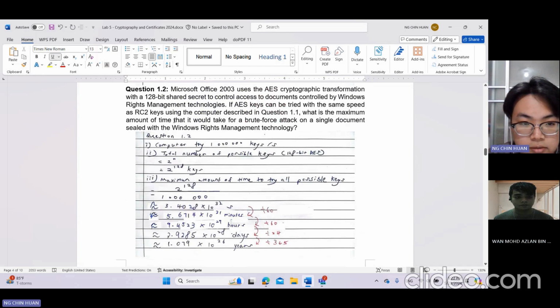For question 1.2, the computer tries 1 million keys per second. The total number of possible keys is 2 power of 128 because we use the 128-bit AES. We want to find the maximum amount of time to try all possible keys, so we use 2 power of 128 divided by 1 million. The answer we get is 1.079 multiplied by 10 power of 26 years.